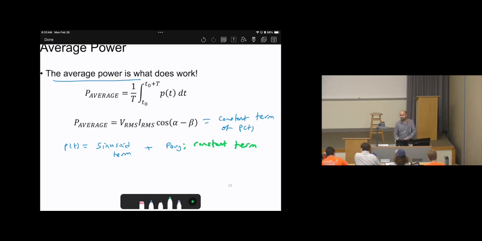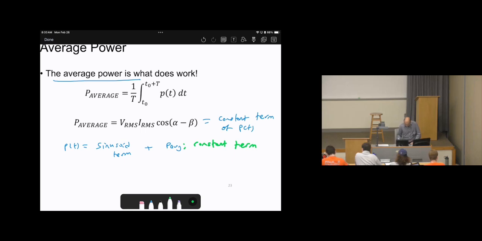So again, the average power, we will use it as an indication to be the constant term of the power, which is the constant term of the instantaneous power. And it will be V times I times cosine alpha minus beta. So we will see that the average power is similar to the power in DC, right? Power in DC, V times I. And here we have V times I. But the thing is we have cosine alpha minus beta.